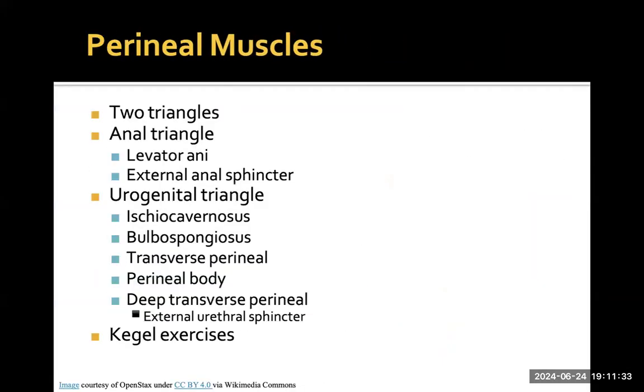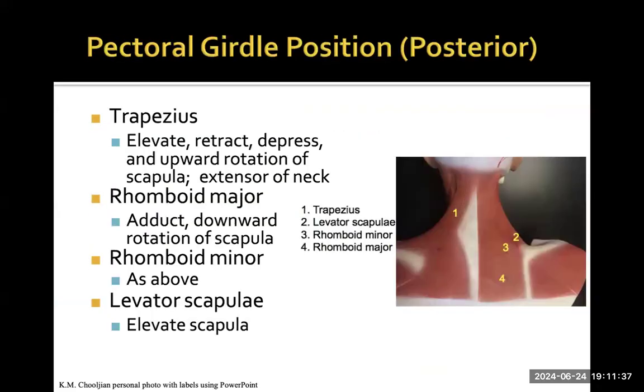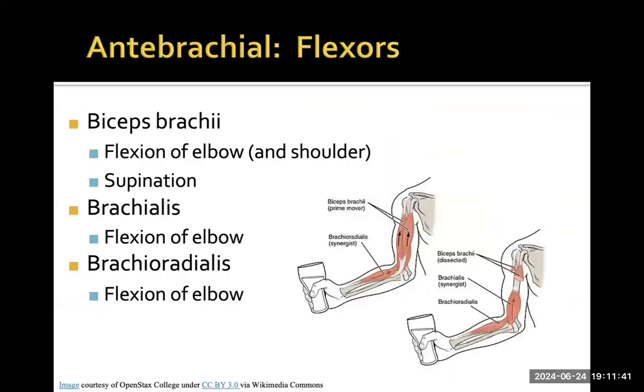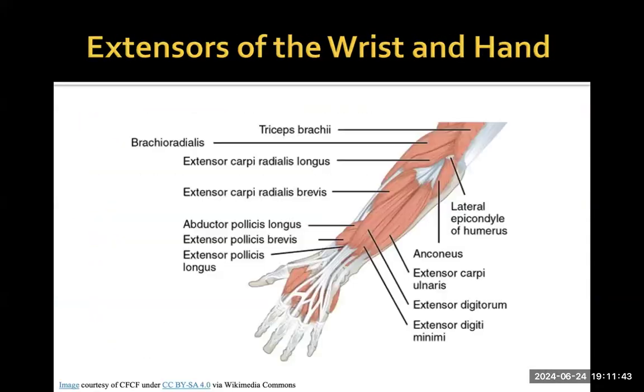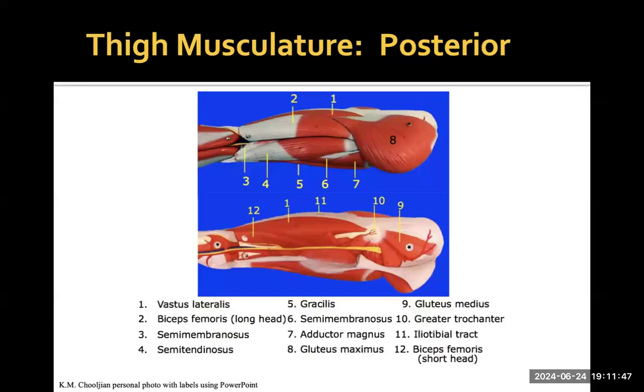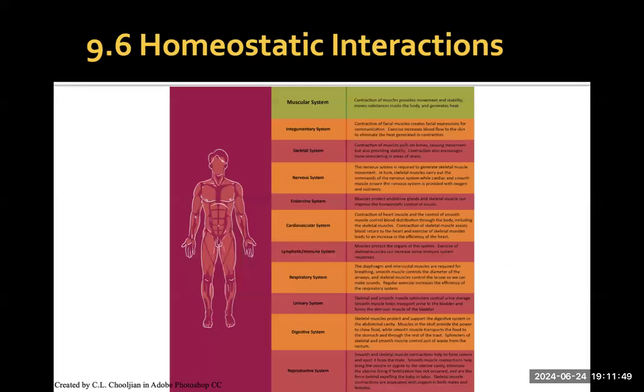Muscles of ventilation. This is reproductive muscles, upper limb, pectoral girdle, brachium, flexors and extensors, hand, lower limb. Okay, so the reality of this is it was very, very short for the lecture component. So now we're ready to move on to the next unit, which would be the nervous system. We'll spend lots of time there. So again, this is just the review here at the end.